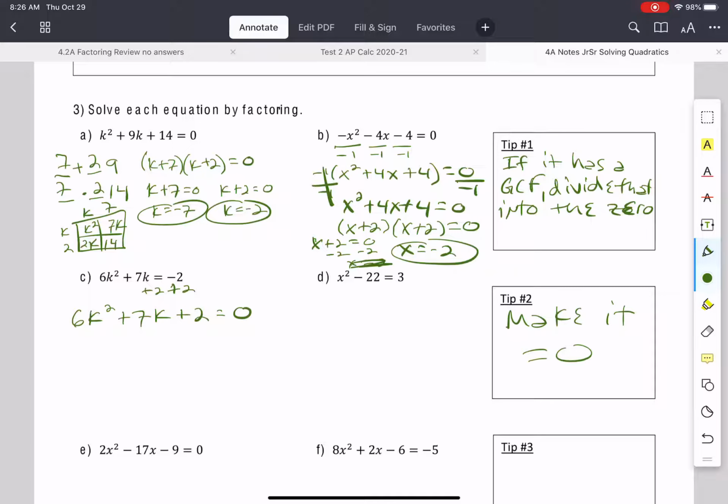Okay, is it in standard form? Does it have a GCF? No. So for my puzzle, it doesn't have a GCF, but there's still a number in front of the K. So what adds to 7 but multiplies to 12? First times last. What adds to 7 but multiplies to 12? You got it, 4 and 3. Good, Michael.